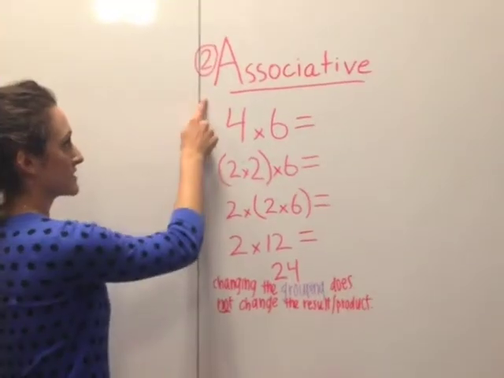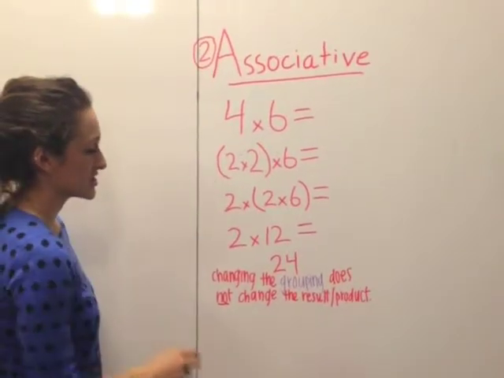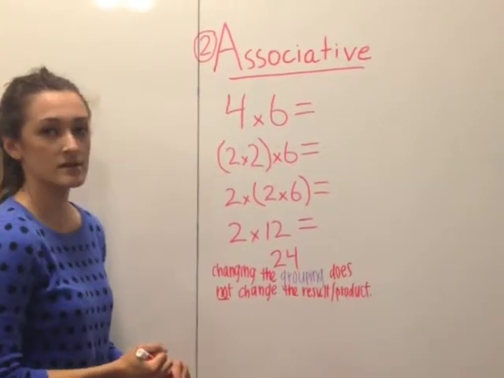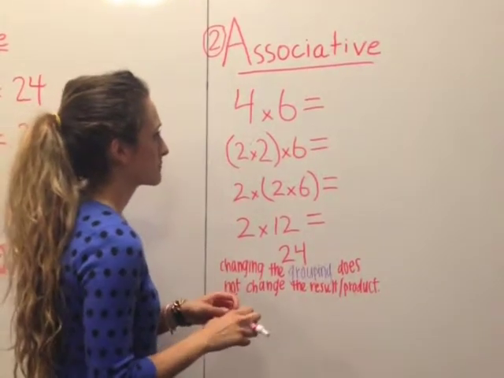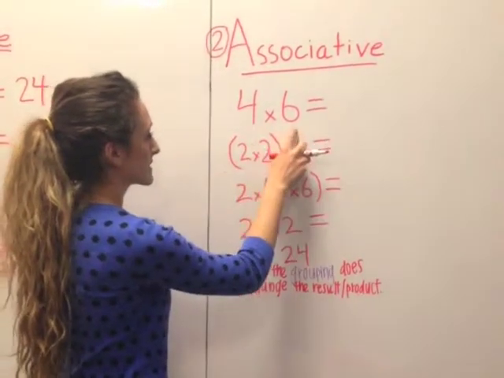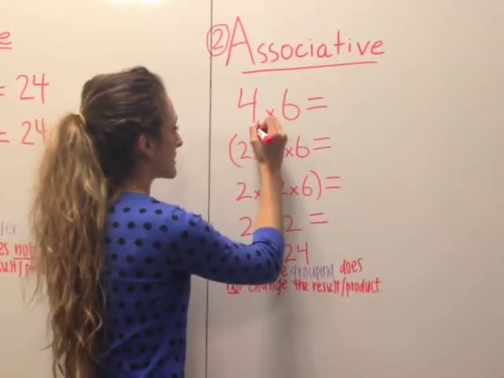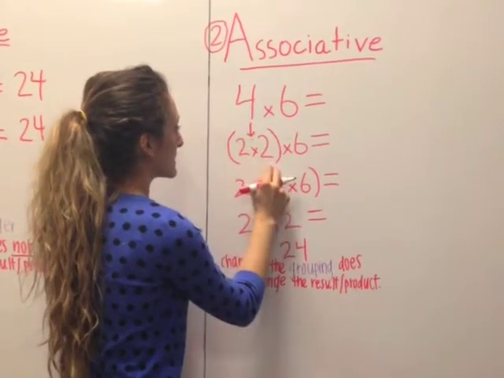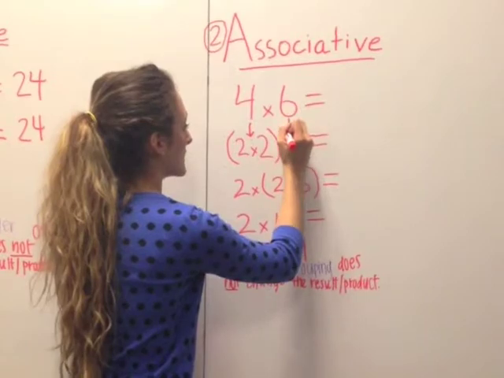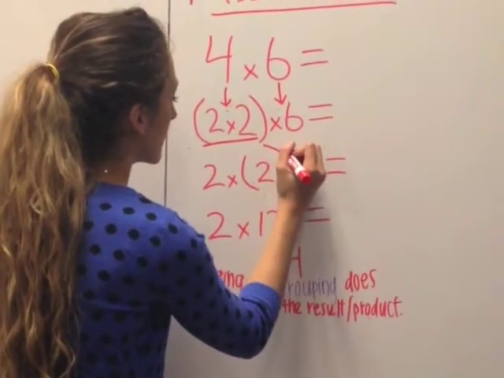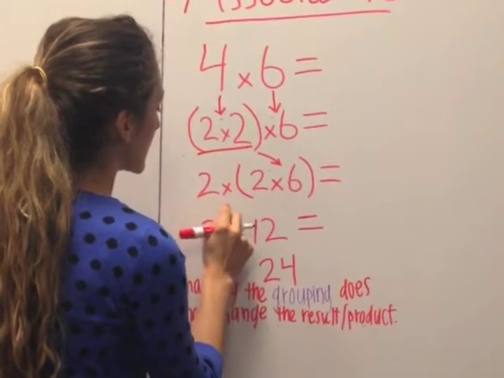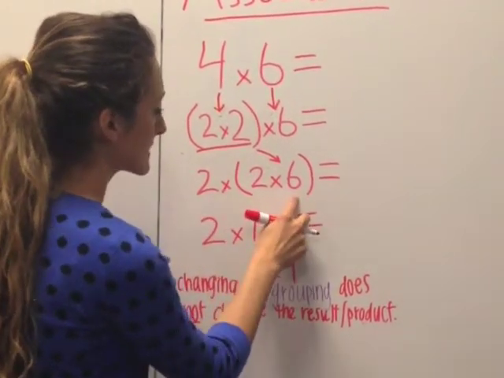Next, we'll describe the associative property. The definition is changing the grouping, but again, it still does not change the answer. We have the same original multiplication problem of 4 times 6. We'll break the 4 into 2 times 2 and put that in parentheses, and we'll bring down the times 6. Next, we'll move these parentheses over here, so we end up with 2 times 2 times 6.